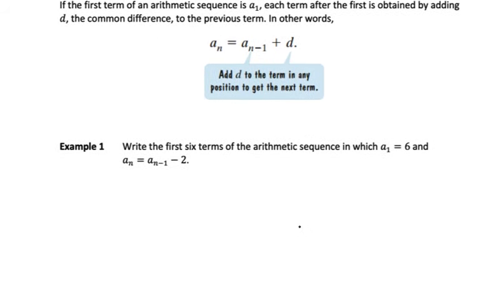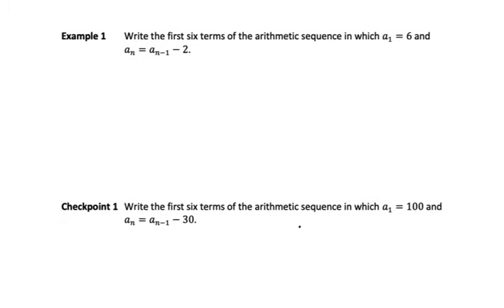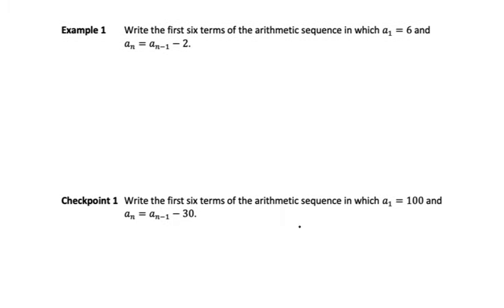So we're going to look at example 1. It says to write the first 6 terms of the arithmetic sequence in which a1 equals 6 and a sub n equals a sub n minus 1 minus 2. Now remember that a sub n minus 1 stands for the previous term. So to get the next term in my sequence, I take the previous term and I subtract 2.